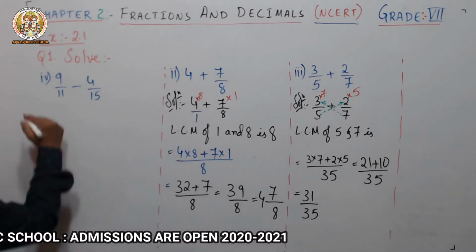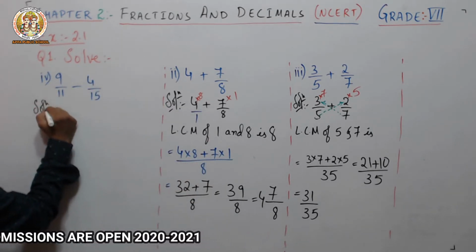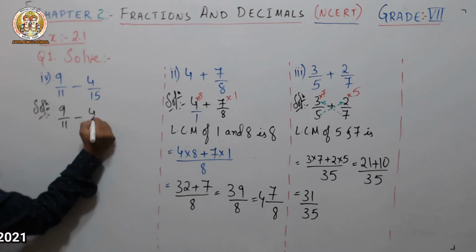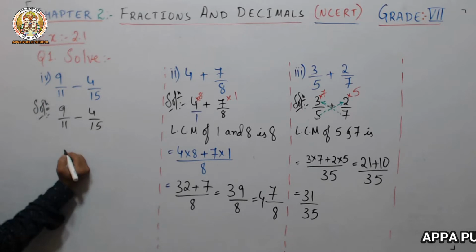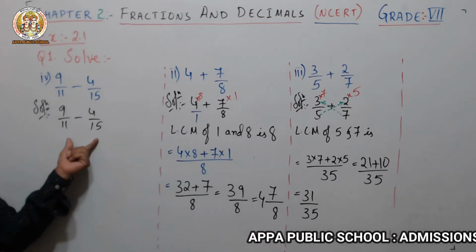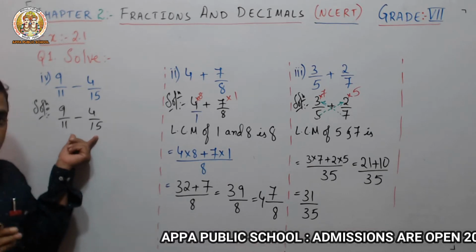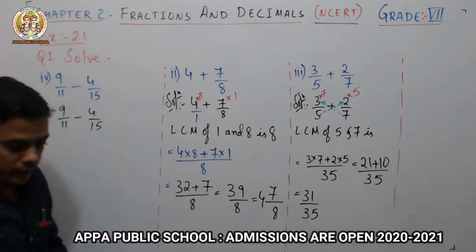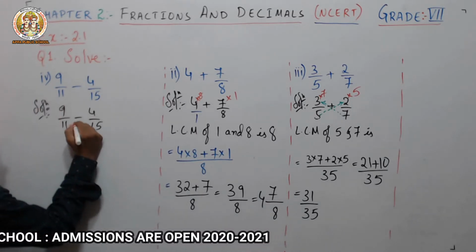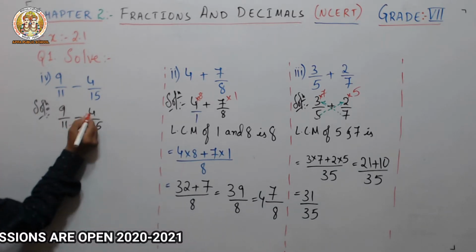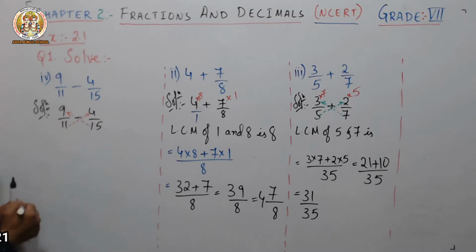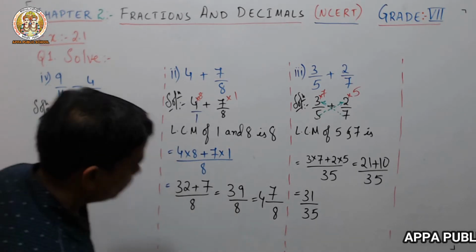Next. So here, solution. I'll write the question as it is, 9 by 11 minus 4 by 15. Now once again, what will I do? That method which I have said: you cross multiply when there are only two fraction terms. So at that time, I will cross multiply both the denominators to the numerators. 11 I will multiply to 4 and 15 I will multiply to 9. One simple method.